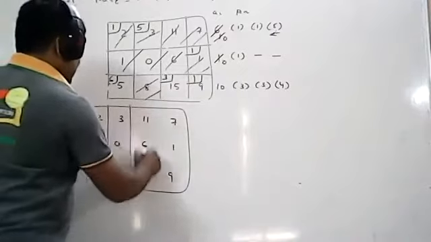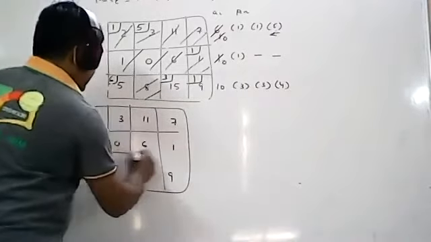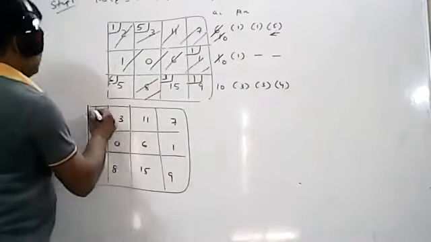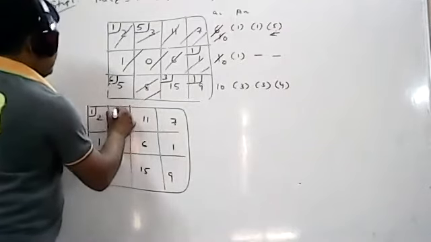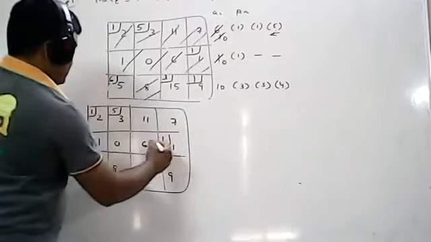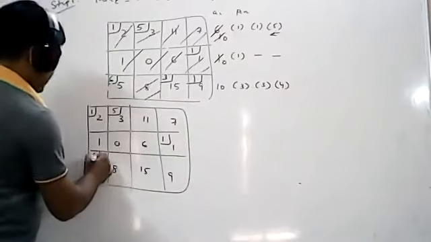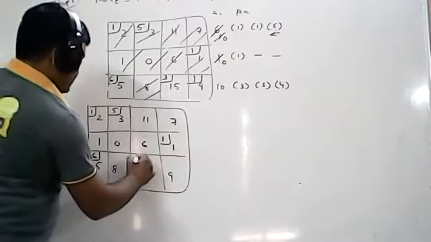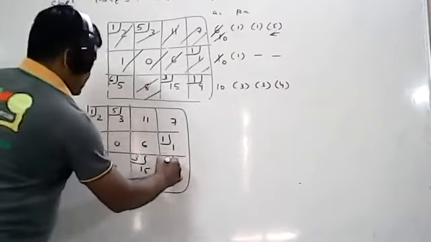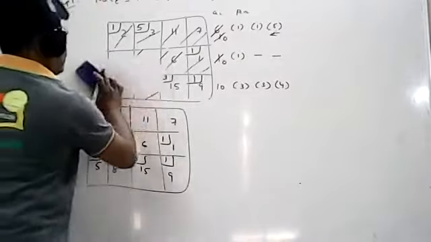Wherever you get the allocations, just write the allocations wherever you got. This 2, 1, this 3, 5. And then this 1, 1, and this 5, 6, and this 15, 3, and this 9, 1. So these are the occupied cells you got. I will drop this one now.